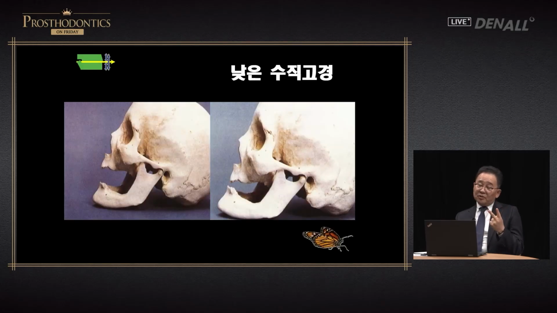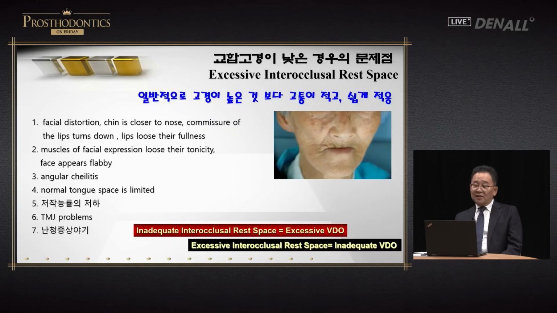The second question is, why do many denture patients have low vertical dimension? The reason is probably this. In the case of low occlusion, there can be many problems, but compared to when it is set high, there's less pain and the patient can really adapt to it more easily.